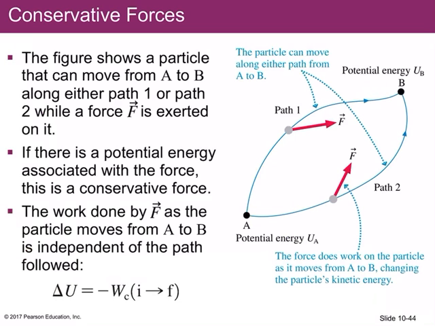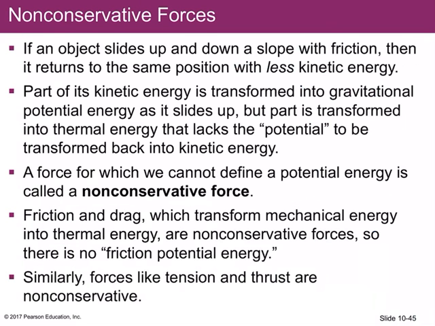Alright, this is showing you conservative forces. This figure shows a particle that can move from A to B along either path while a force is exerted on it. If there's a potential energy associated with the force, then that is a conservative force. The work done by the force as the particle moves from A to B is independent of the path. If it goes from initial to final position with a conservative force, then you end up with this negative conservative work.